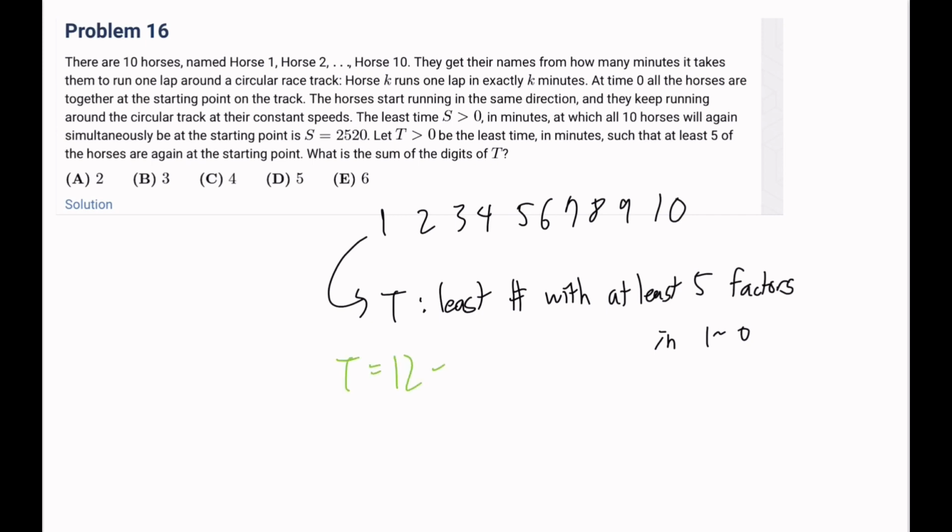T equals 12. Then that gives us 1, 2, 3, 4, 6, and so that is 5 factors within 1 to 10, right? And so the sum of the digits of t is 1 plus 2, so the answer is B.